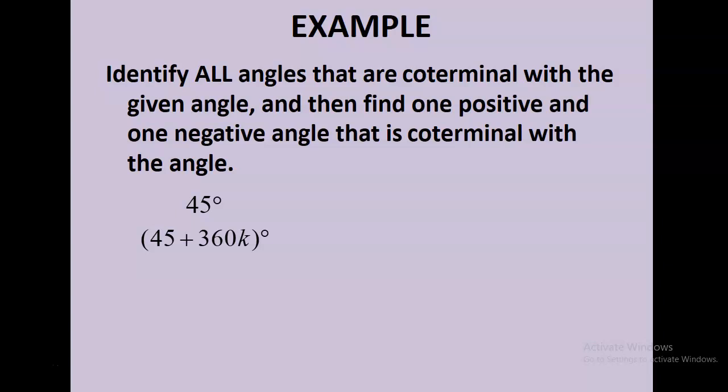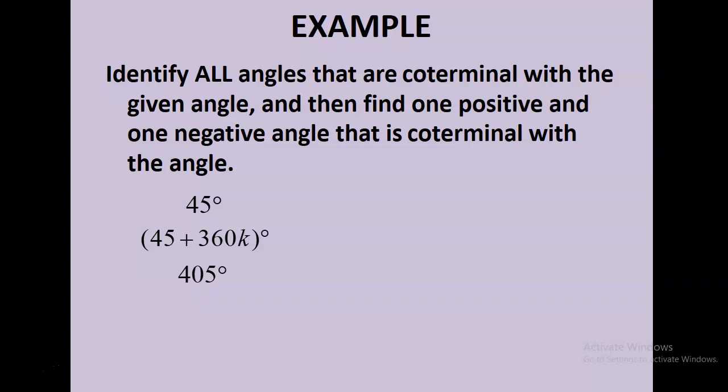A positive coterminal angle, we're going to come up with two actual values here, one positive, one negative. So to get a positive coterminal angle, we're basically going to just take 45 degrees and we're going to add on a full rotation, which would be 360 degrees. So that would give me 405. 45 plus 360 degrees would be 405.